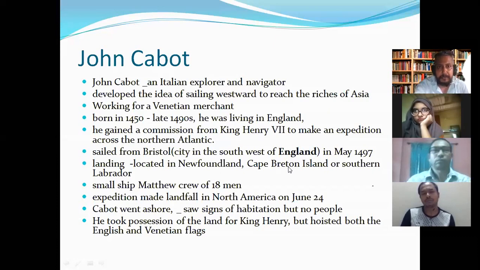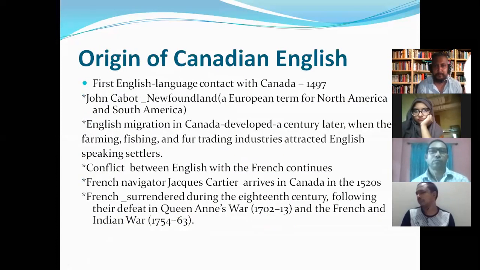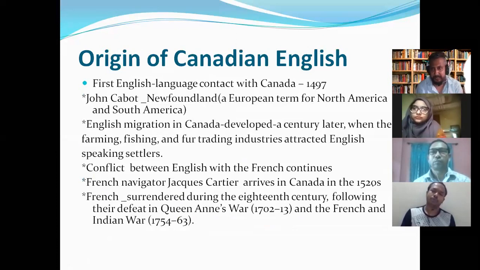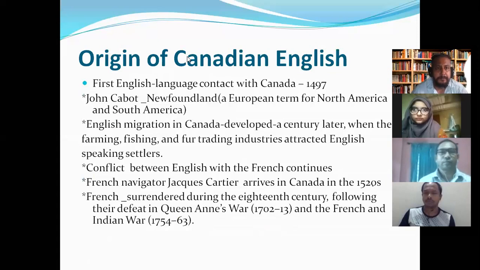So this is John Cabot. The Canadian people got acquaintance with the English language in 1497 when John Cabot got a commission from King Henry VII and went to Canada. Okay, but English migration in Canada developed a century later.